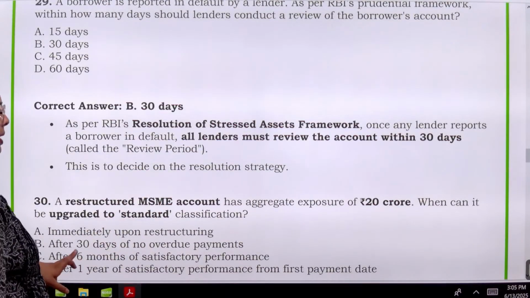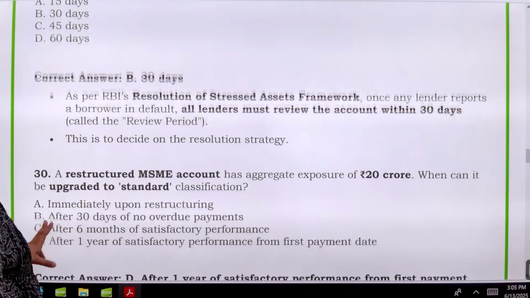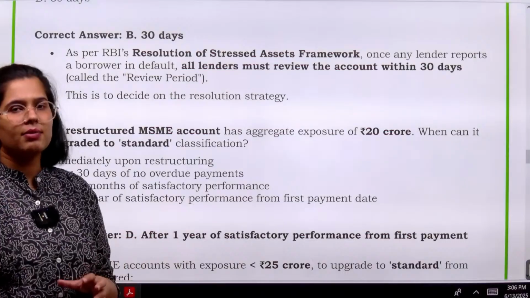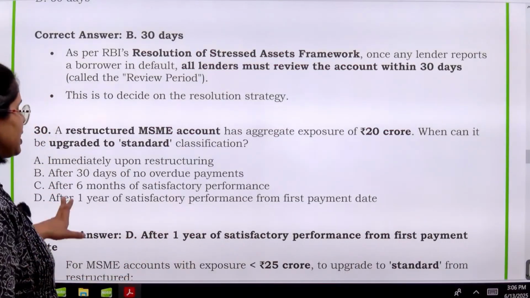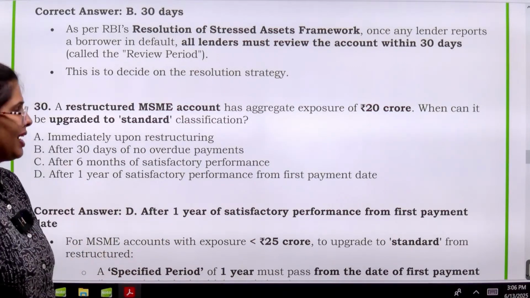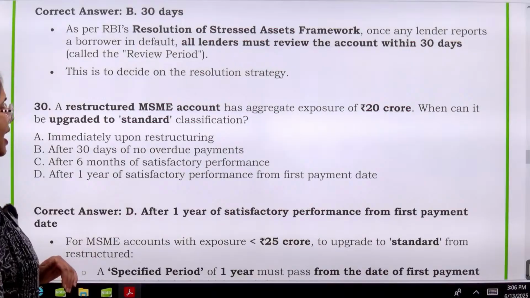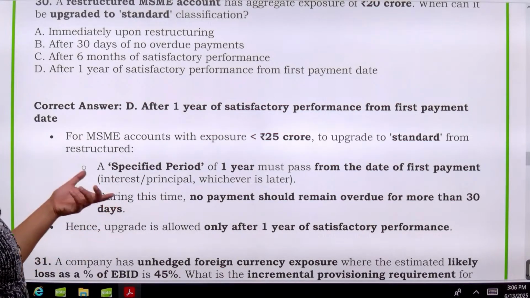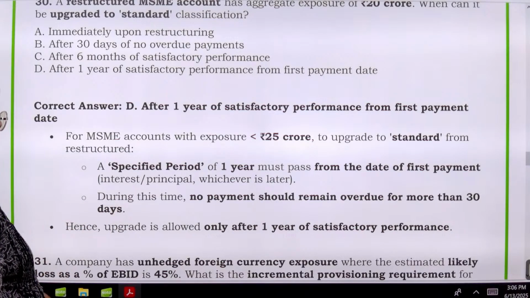Now, a restructured MSME account has aggregate exposure of 20 crore. When can it be upgraded to standard classification? Suppose you were paying a loan but you are unable to pay it, so you ask the bank to restructure it. Once the restructuring is done, for the next 1 year you have to pay your EMI as well. If you have paid your EMI, then we'll classify you as a standard account. For MSME with exposure less than 25 crore, to upgrade to standard, a specified period of 1 year must pass from the date of first payment. During this time, no payment should remain overdue for more than 30 days. So we can convert the account into a standard account only after 1 year of satisfactory performance.